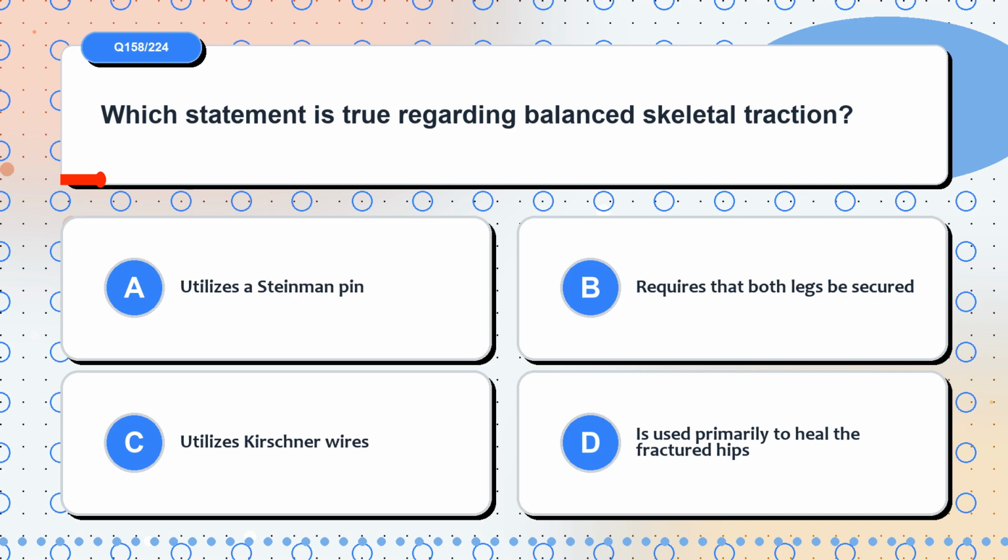Question 158. Which statement is true regarding balanced skeletal traction? Here are the options. Option A. Utilizes a Steinmann pin. Option B. Requires that both legs be secured. Option C. Utilizes Kirschner wires. Option D. Is used primarily to heal fractured hips.